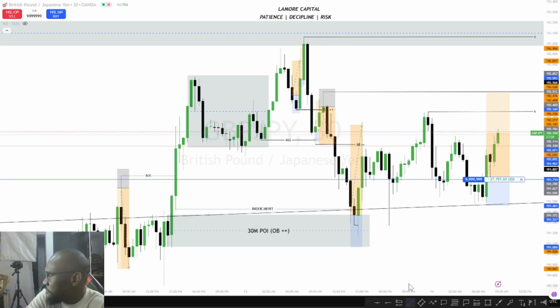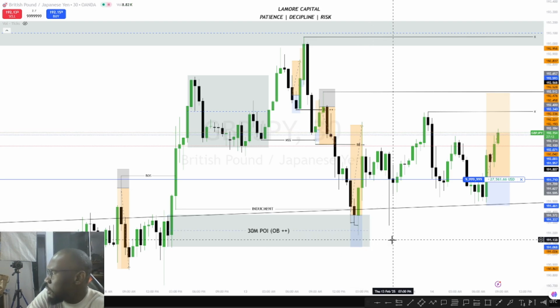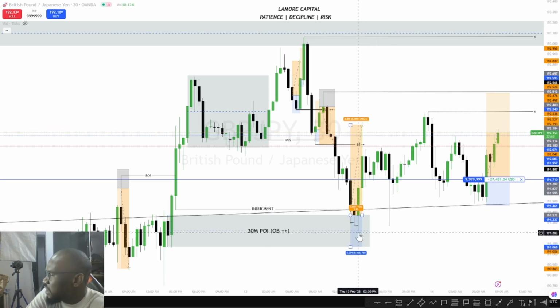The first time it came, it created this low. The next candle swept this liquidity. The next candle, the third candle, also swept this liquidity. And this third candle mitigated our 0.5 level, that's half of our order block. And the moment the candle mitigated that 0.5 level, the market started reacting to the upside.